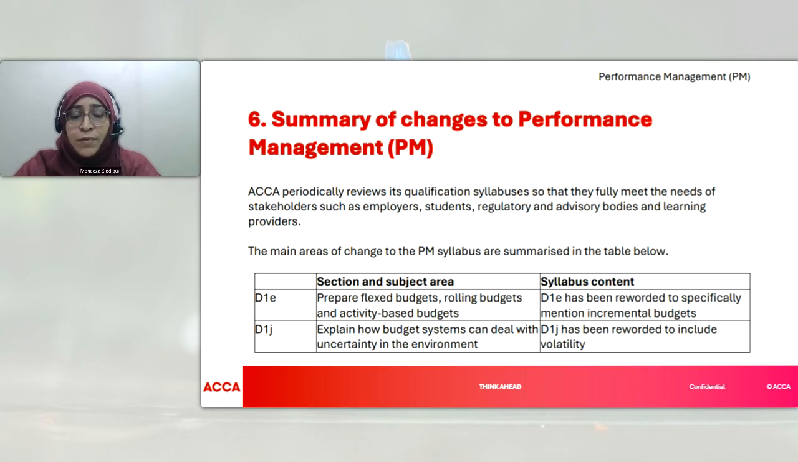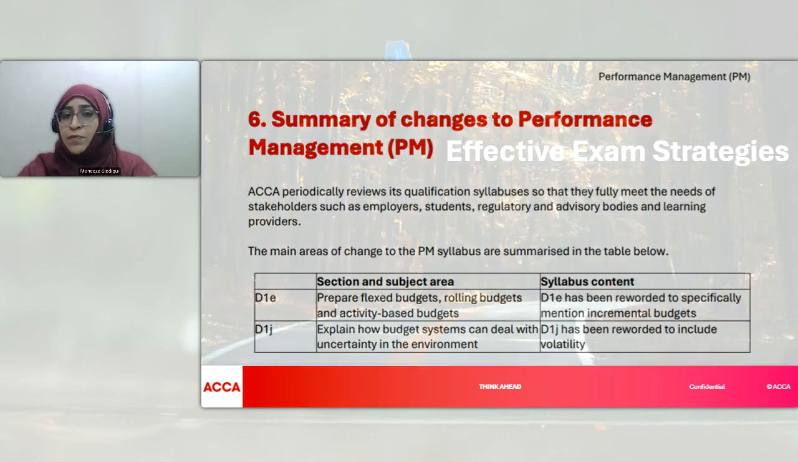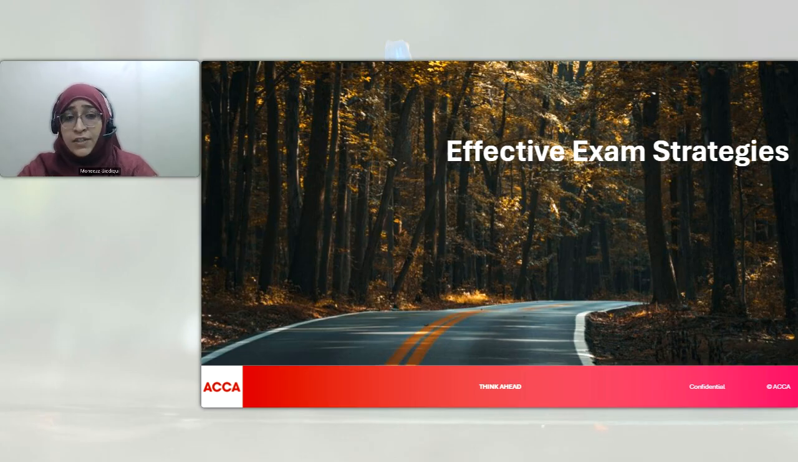So for performance management, there are absolutely no changes except for some wordings that have changed. So nothing that you need to be too alarmed about, especially students who are studying on their own. This is a very key document that you do need to refer to. So every time for any exam, whenever you are preparing for a particular exam attempt, make sure that you refer to the relevant syllabus and study guide. But as I've mentioned, for performance management, we do not have any such challenges.